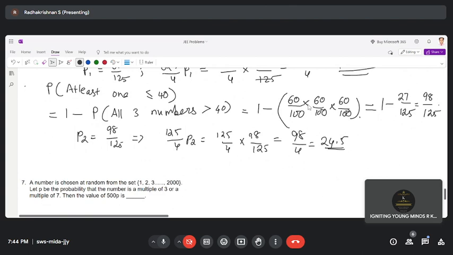Right. So then do this seventh problem, the last problem. A number is chosen at random from the set 1 to 2000. Let P be the probability that the number is a multiple of 3 or a multiple of 7. Then the value of 500P is what?